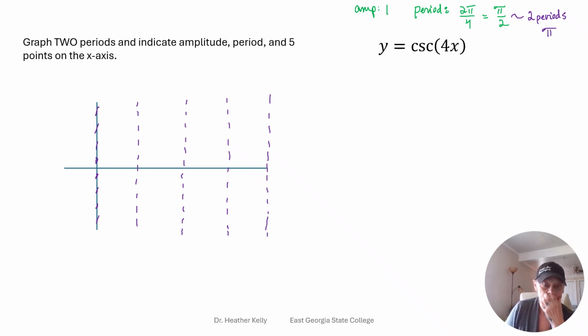Okay, and let me just draw in my graphs here. We're doing cosecant, so that looks like an omega, doesn't it? It's okay. Let's just get it done.